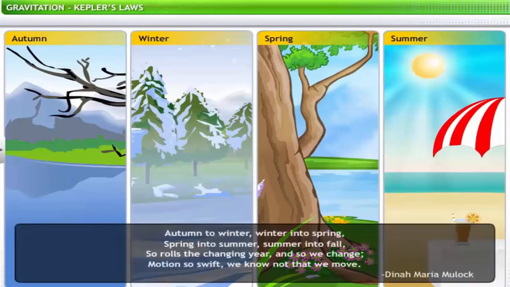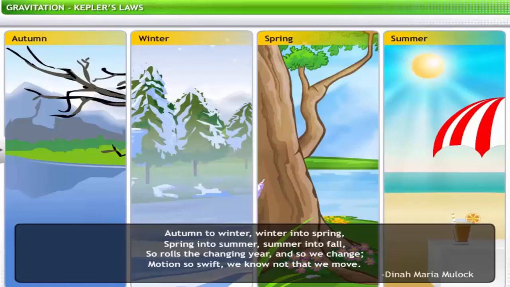Autumn to winter, winter into spring, spring into summer, summer into fall. So rolls the changing year, and so we change. Motion so swift, we know not that we move.